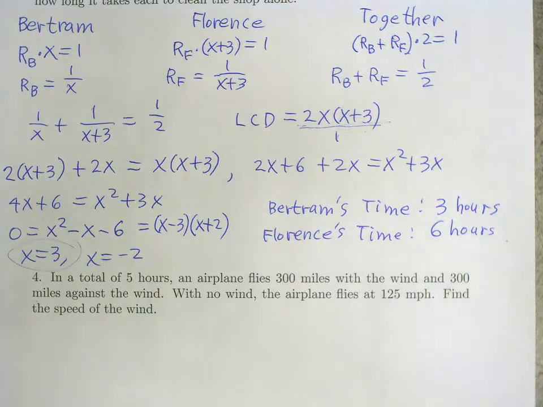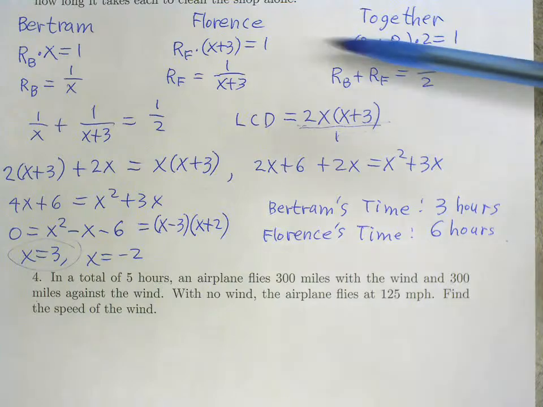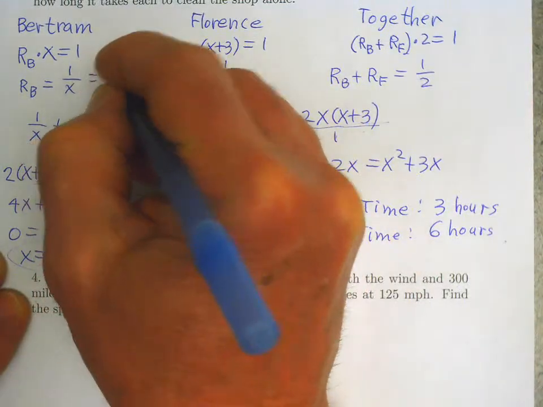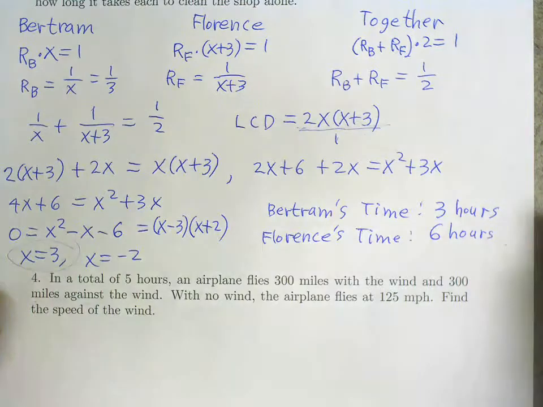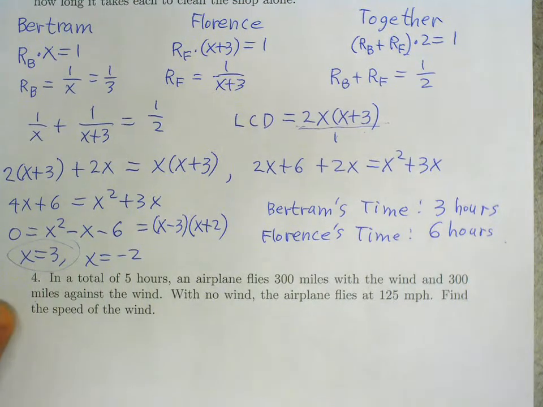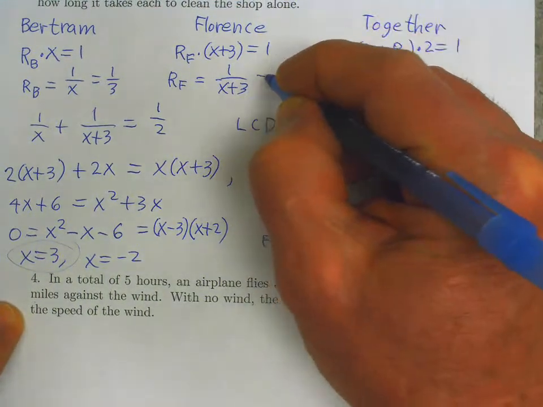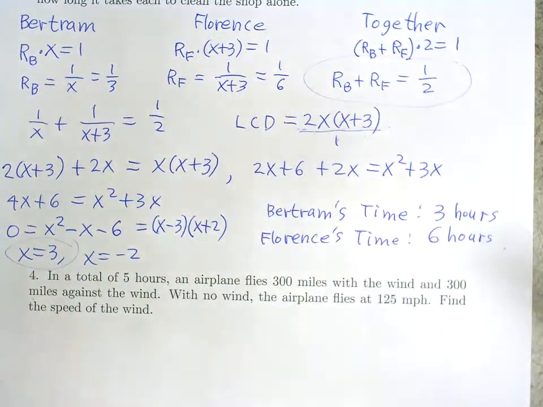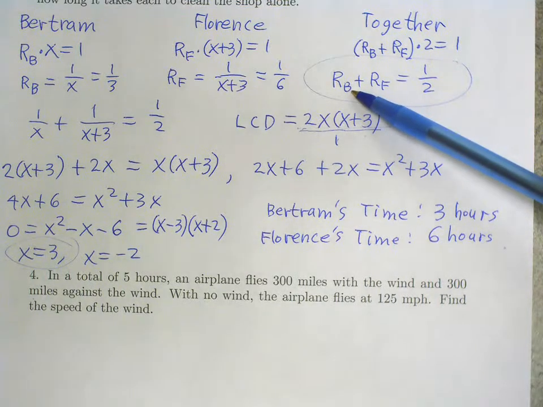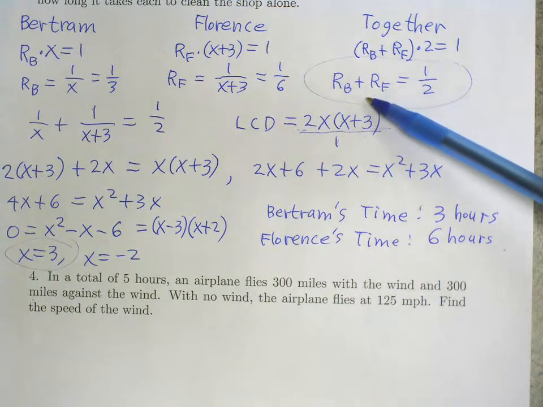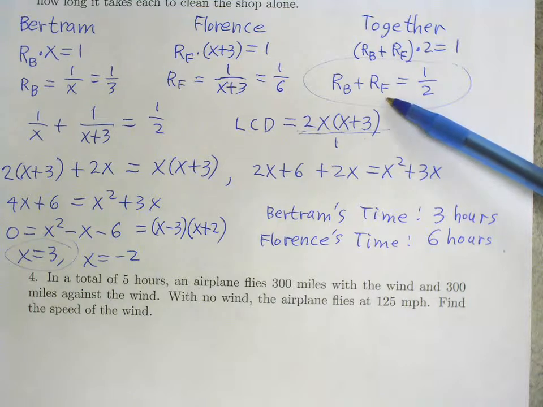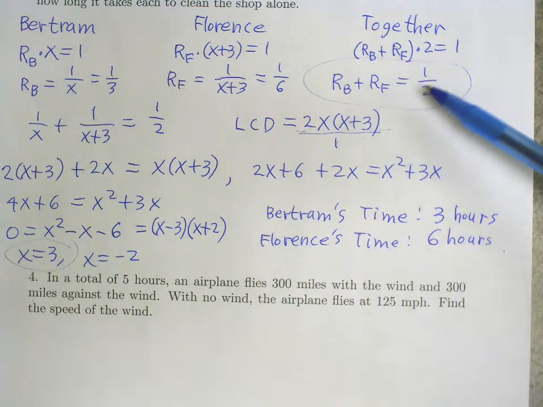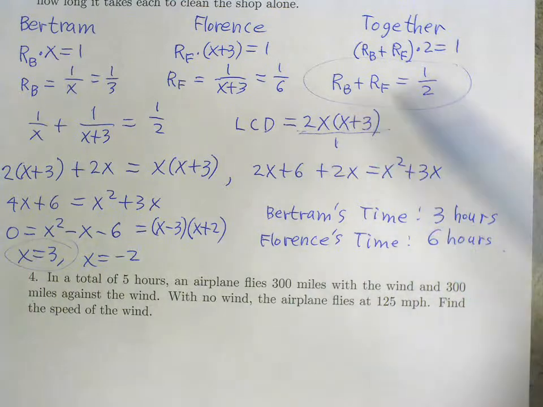Hey, you could, if you want, go into more detail. You could verify that Bertram's rate, which is 1 over 3, in other words, he can clean 1/3 of the shop per hour, and Florence's rate is 1 over 6. If you want to be absolutely certain that you have the right numbers, you can add Bertram's rate, 1/3, to Florence's rate, 1/6, and verify that 1/3 plus 1/6 equals 1/2. And it certainly does.